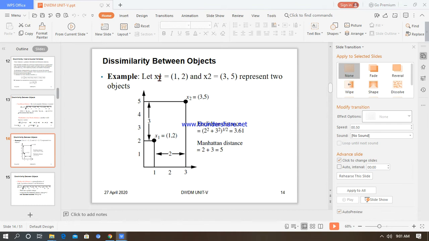Let us see an example for this. Let us take two objects, x1 and x2, with their corresponding values 1, 2 and x2 values are this one. Now through the Euclidean distance we get the value of something like 3.16, if you substitute these values into our formula. What is our formula?